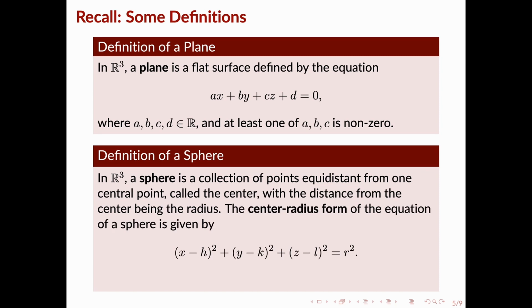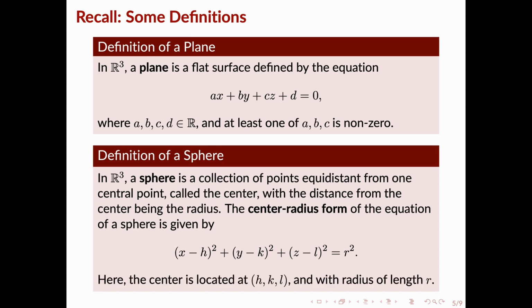The center radius form of the equation of a sphere is given by (x minus h) squared plus (y minus k) squared plus (z minus l) squared equals r squared. The equation of a sphere is very similar to the equation of a circle with just an additional coordinate. Here, the center is located at (h, k, l) and with radius of length r.